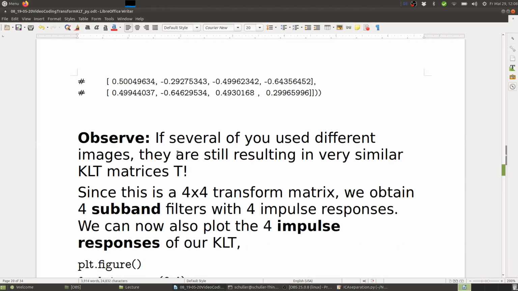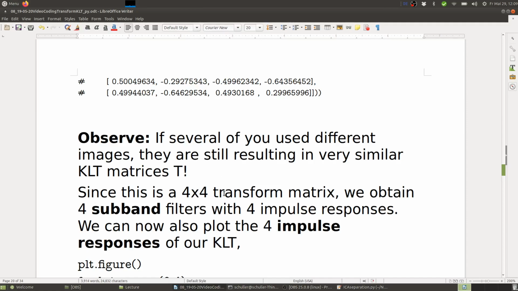Yeah, so observe if several of you used different images, they are still resulting in very similar KLT matrices. So that's kind of an interesting observation, because the dependence on the image that you use is not so strong, because it only depends on the statistics of the image, and the statistics of the image for natural images is very similar.